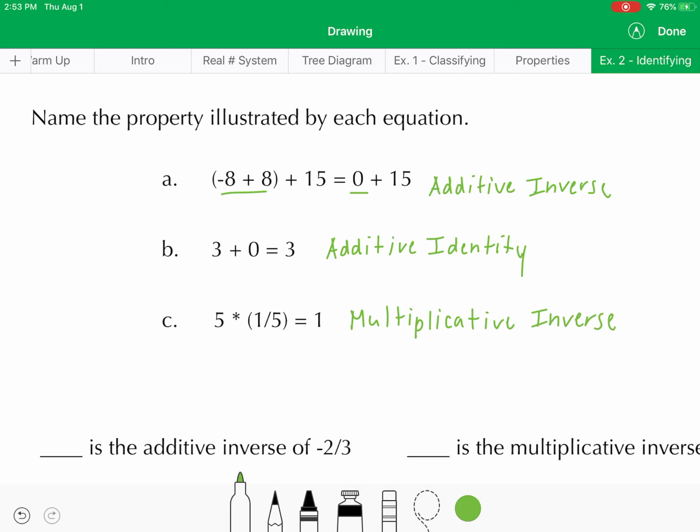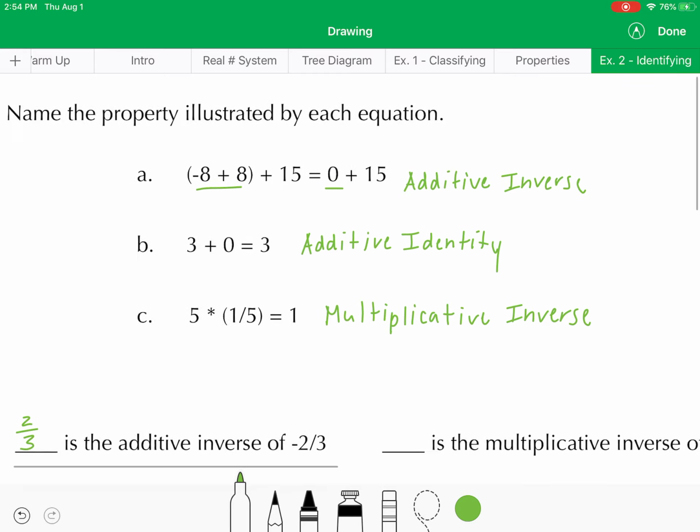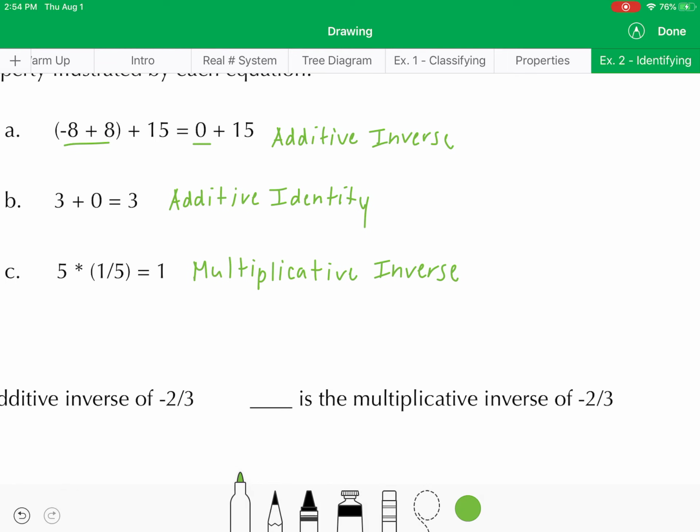What number is the additive inverse of negative 2/3? So we're saying what number, when added to negative 2/3, results in 0? That would have to be positive 2/3. What number is the multiplicative inverse of negative 2/3? So what number, when multiplied by negative 2/3, equals 1? That would be its reciprocal, negative 3/2.